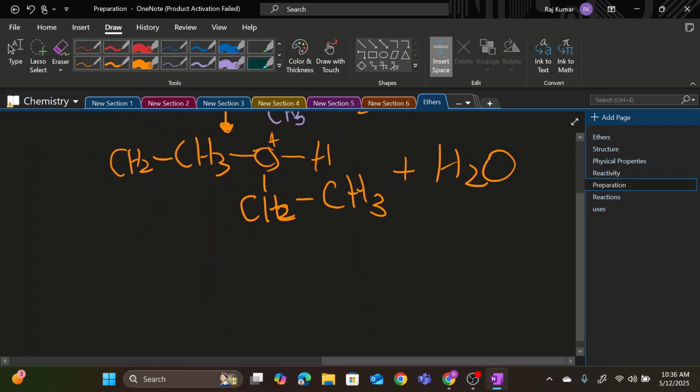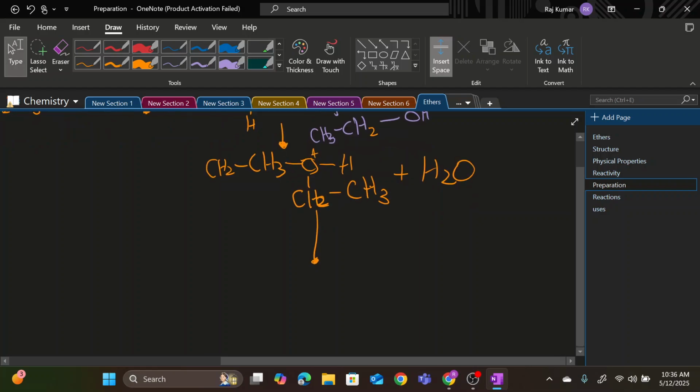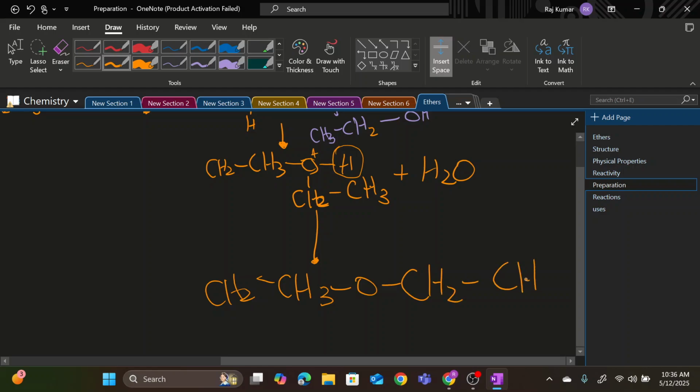Now, this is the second step. And in the third step, this proton will be dissociated and given away, due to which it will form an ether, a diethyl ether. There is again a mistake. A diethyl ether.